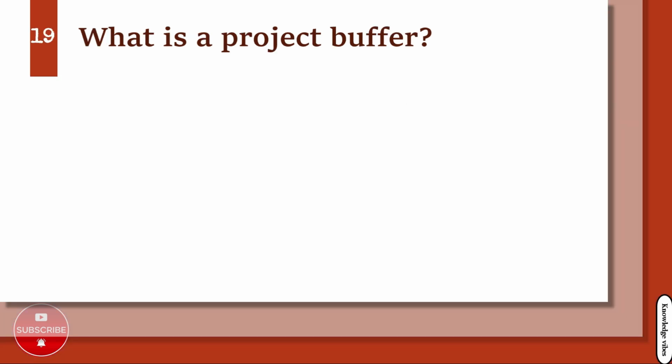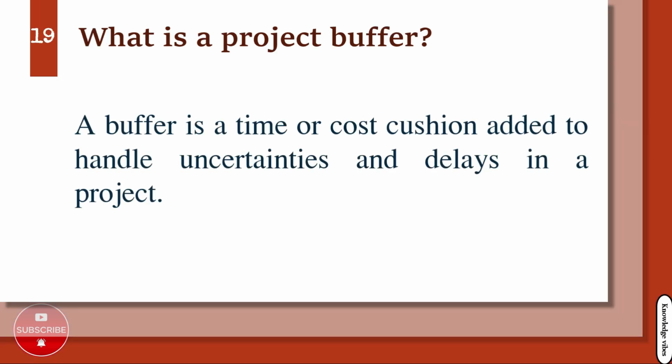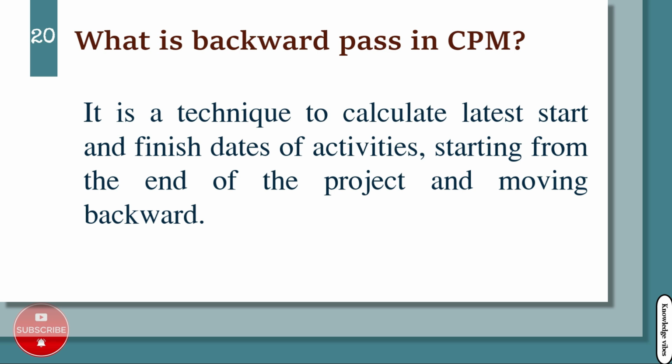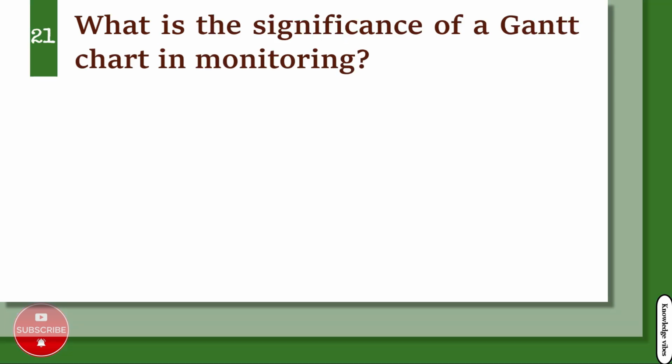What is a project buffer? A buffer is a time or cost cushion added to handle uncertainties and delays in a project. What is backward pass in CPM? It is a technique to calculate latest start and finish dates of activities, starting from the end of the project and moving backward.